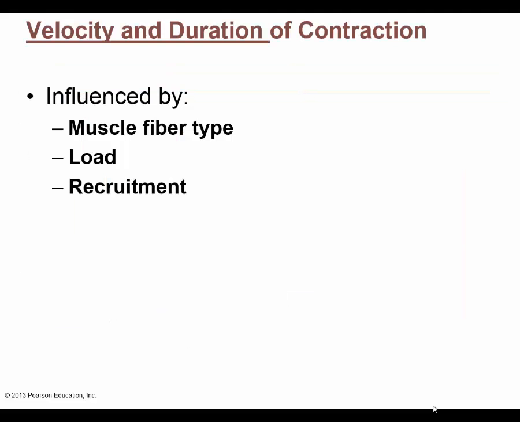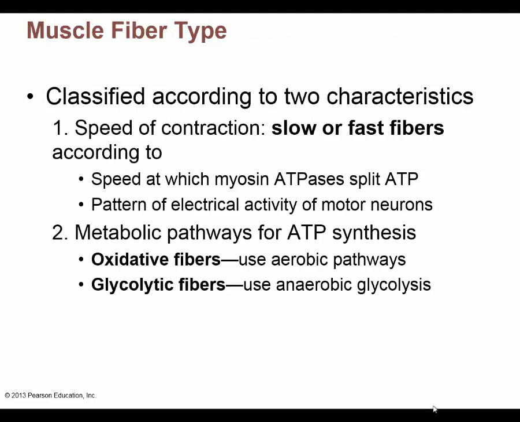Now, how fast, the velocity, and how long you can contract is influenced by what type of muscle fiber it is, the load, how heavy something is you're lifting, and recruitment, how many motor units you're recruiting. Some of this is common sense, but we haven't talked about muscle fiber type yet. There are about three different types of muscle fibers, and they have one or two of these different names.